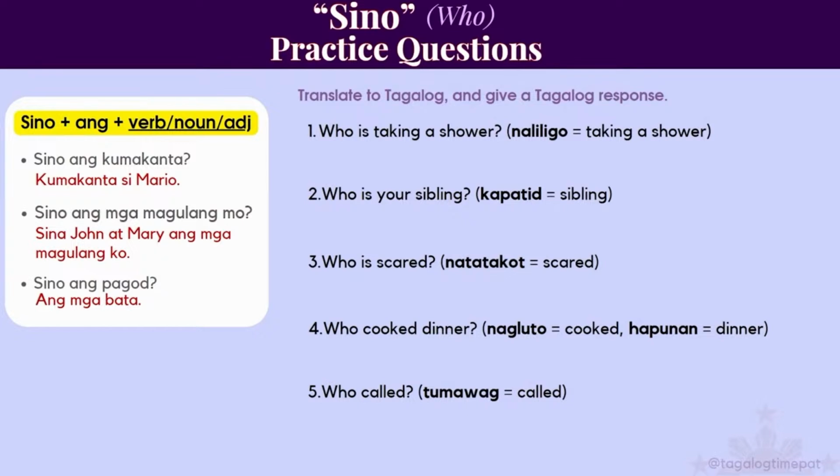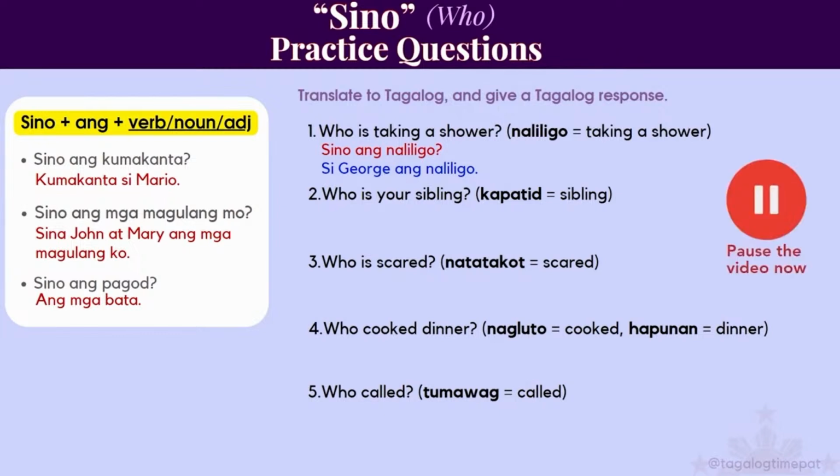Let's do number 1 together. Who is taking a shower? Naliligo means to take a shower or taking a shower. So it would be sino ang naliligo. Sino ang plus the verb. Sino ang naliligo? Easy, right? The response, si George ang naliligo. Or the simplest answer, si George. But you have to add si because that is the indicator of a person. You have to add that in your response. So go ahead and take a minute, pause the video now. You finish the examples and then we'll go back and do them together.